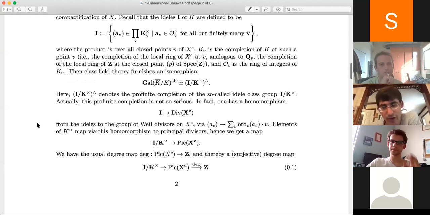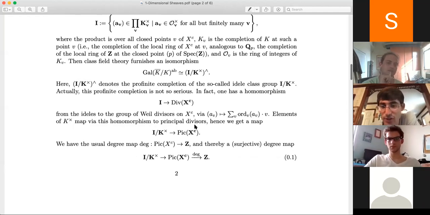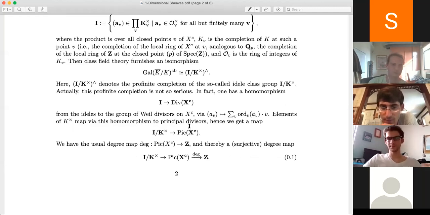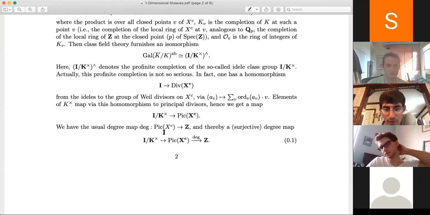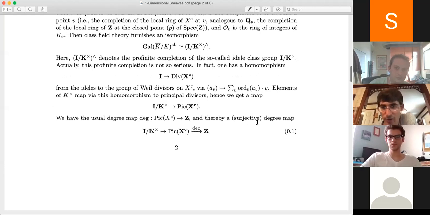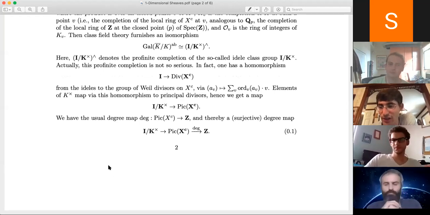If anything is not clear, just interrupt me. Okay. So elements of K cross map via this homomorphism to principal divisors, just by definition. A principal divisor is the divisor of an element of K cross. And so you get a map from the idele class group to the Picard group, right? The Picard group of X_C is just the divisors mod the principal ones. And now you have the usual degree map from the Picard group to Z. You have a line bundle, you can take its degree, or equivalently, you have a divisor, you take its degree, and thereby you get a degree map from the idele class group to Pic, and then the degree map to Z.